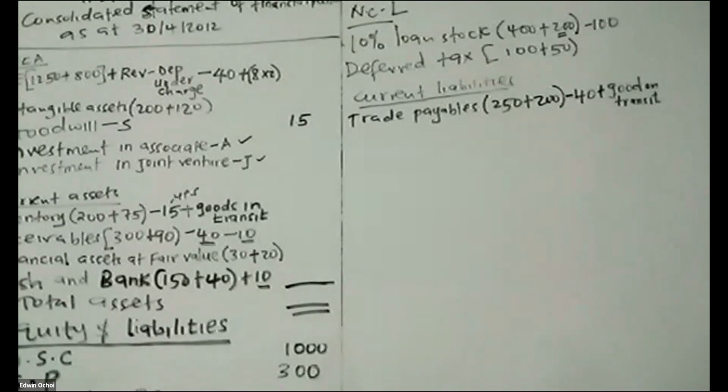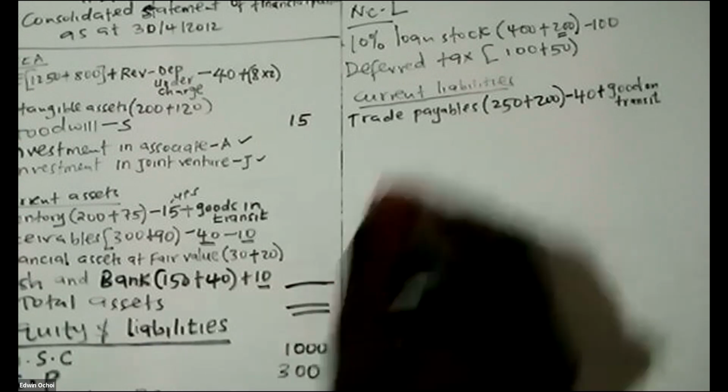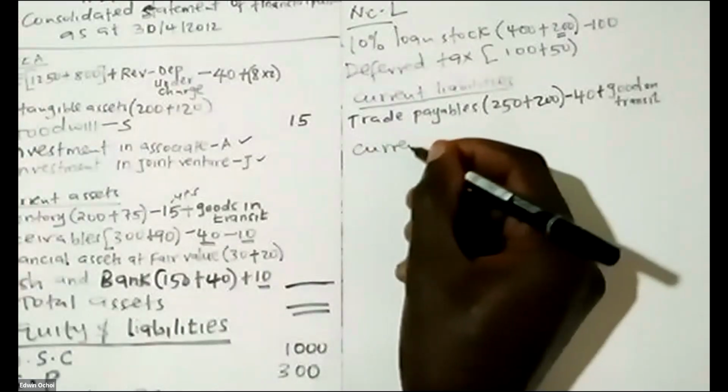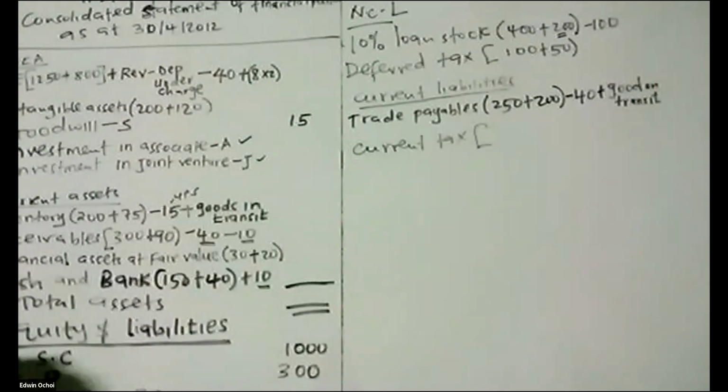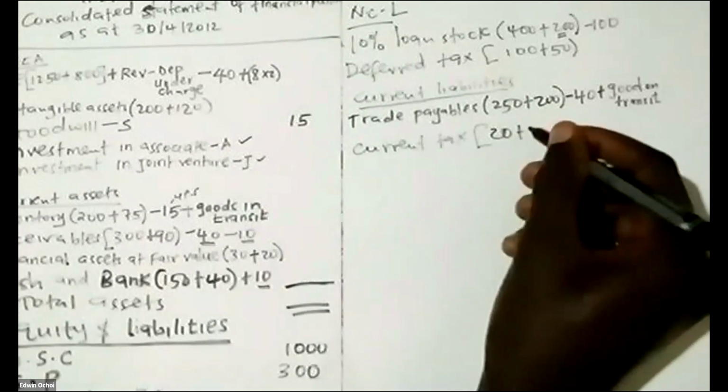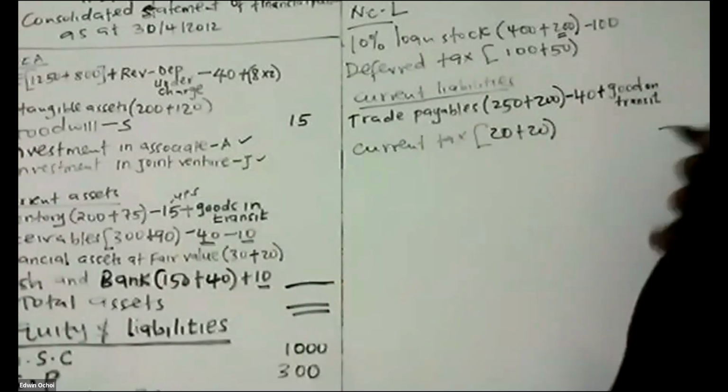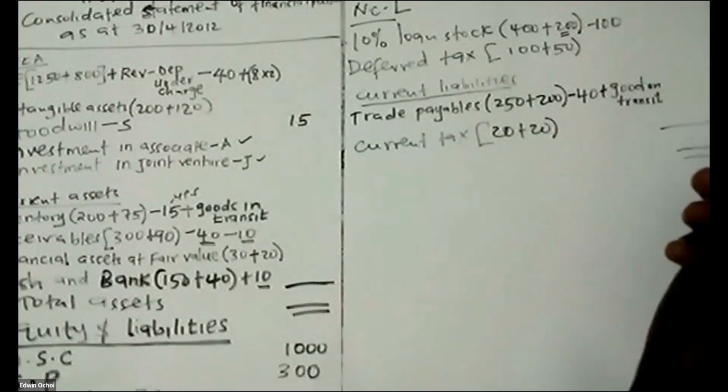And remember that we added it under stock, under inventory, goods in transit, because now they will be received by the entity which was intended to receive them. So once that entity receives, it will do what? It will increase the group inventory account. So current tax. For the current tax, that one is direct, 20 plus 20. So up to that point, we are done.